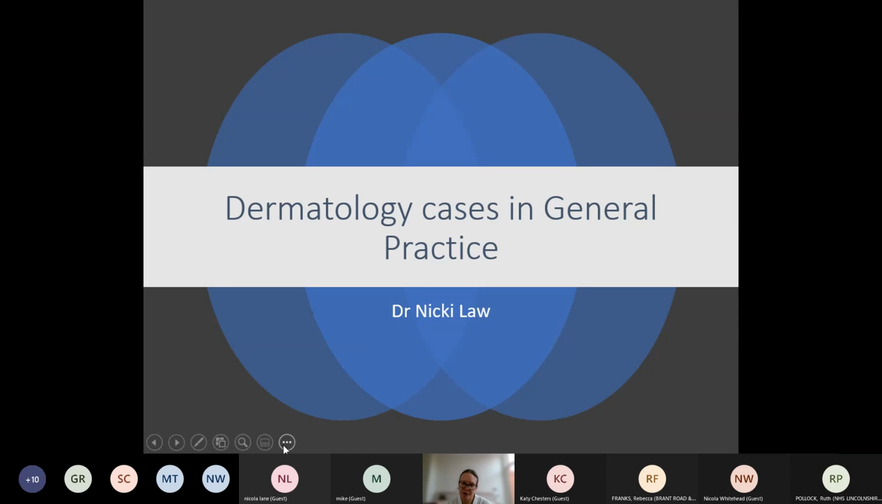But the majority of things that we see are the common things. And if we know the common things, and then something's not acting like it should do when it's something common, then maybe that's a rarer thing that we need to be getting someone else to help us with. So we're just going to go through some common cases today.